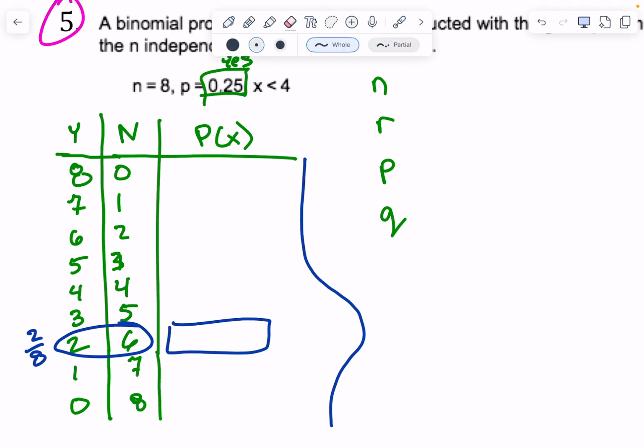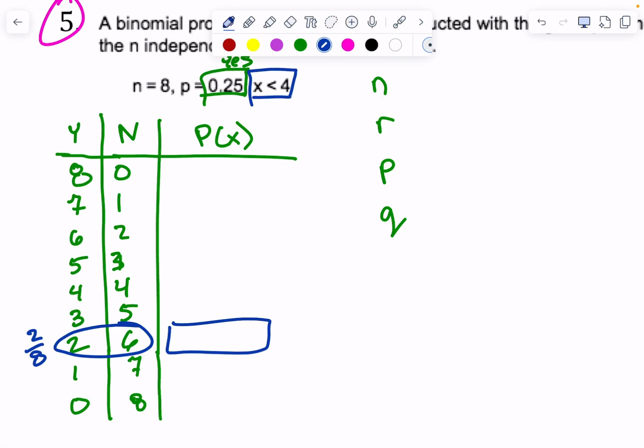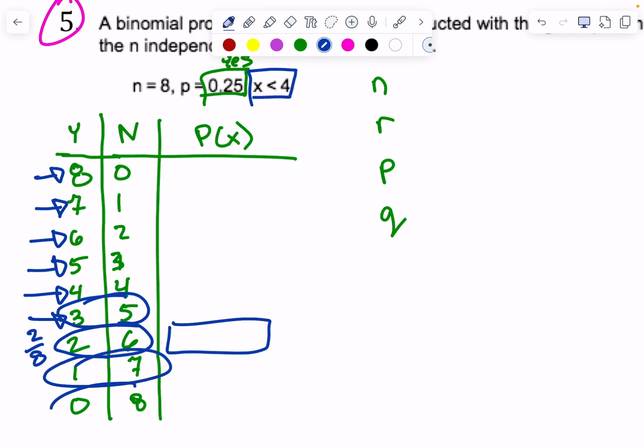Okay, they want to know the chances of it being less than 4. So we're looking at yeses specifically. Is this one less than 4? No. Is this one less than 4? Yes. I want that one, that one, that one, that one. Those are all less than 4s for the P. So I have to plug these combinations into my formula, get those probabilities, and add those 4 numbers together.